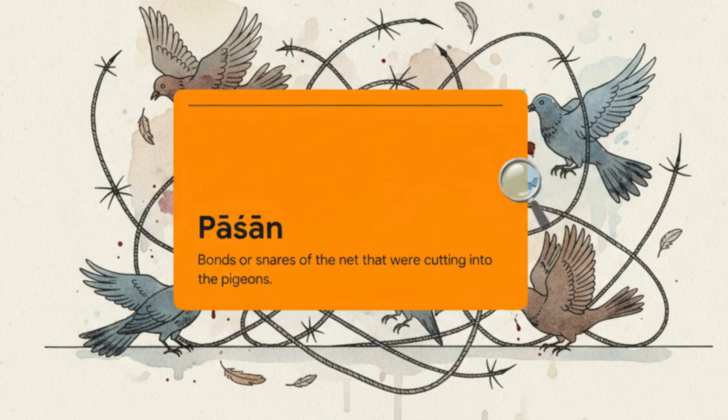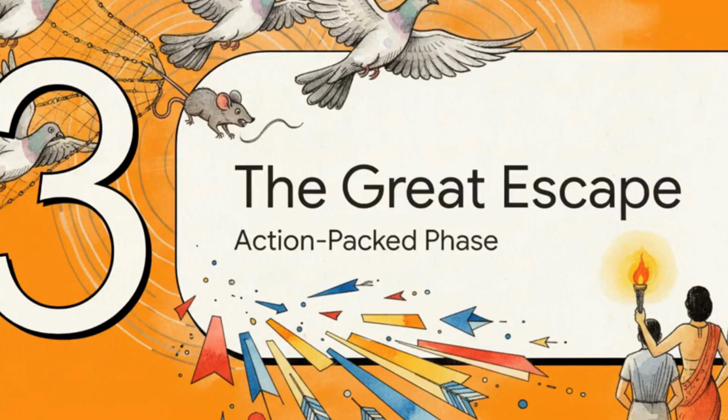And this isn't just some abstract metaphor. This is the painful physical consequence of their thoughtlessness. The pashan sharply cut into the trapped birds, pinning them to the ground, totally helpless. All right, Section 3, the Great Escape. Let's shift the energy up a bit for this action-packed phase of the review.